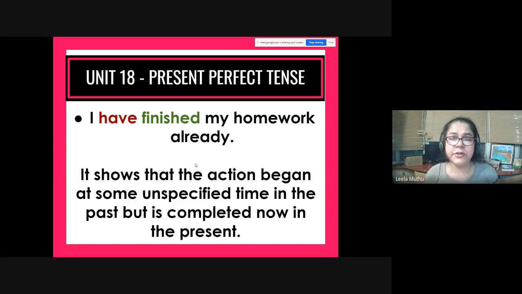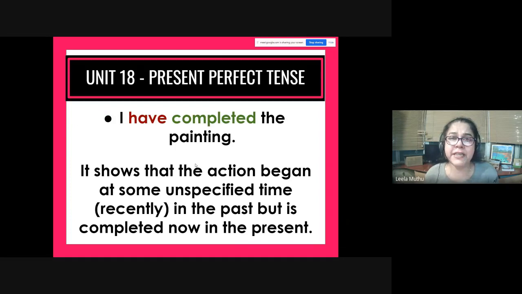So I have finished my dinner already. Okay, my homework, sorry. I have finished my homework already. It happened sometime in the past, but right now at this moment, I've got nothing to do with my homework. It's over at some unspecified time in the past. So I have finished my homework already. Okay? I have completed the painting. It could be a few minutes ago, it could be an hour ago, it could have been 10 hours ago, it could have been last week also. But I have finished my painting, but right now I'm not painting anymore. I have finished it. Okay?